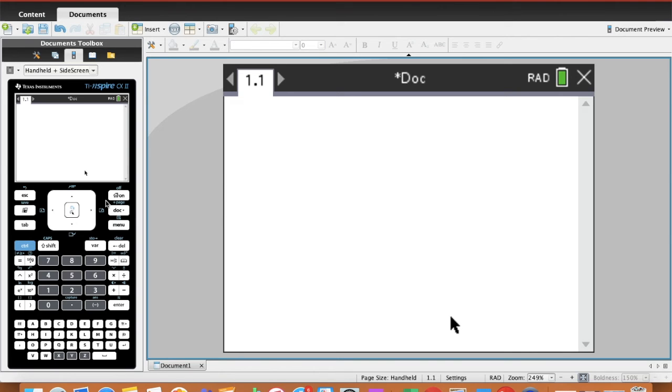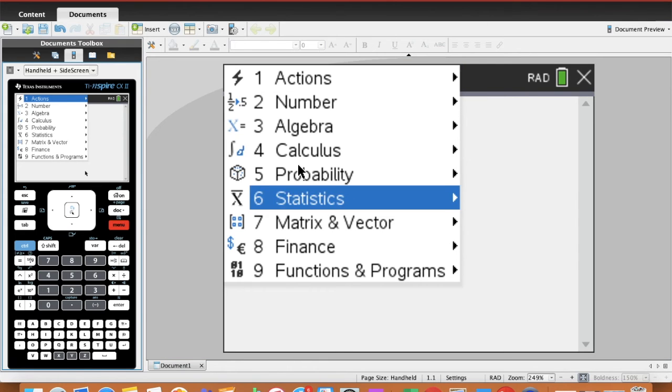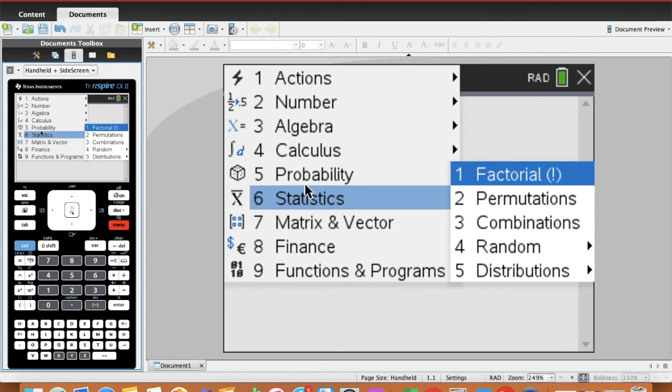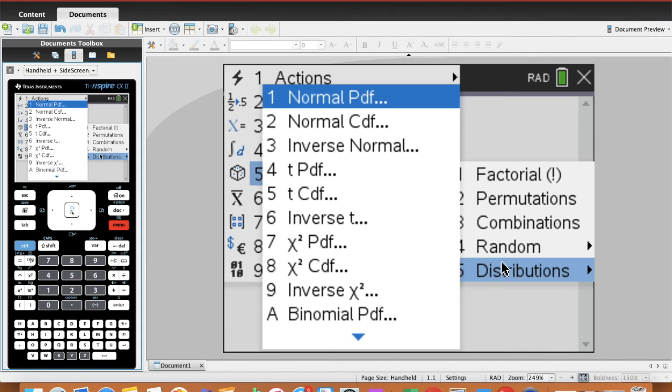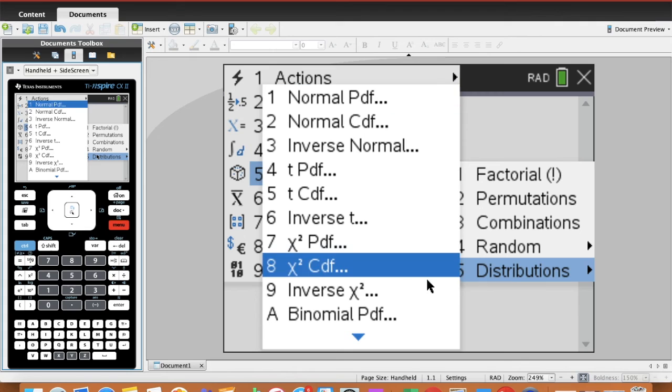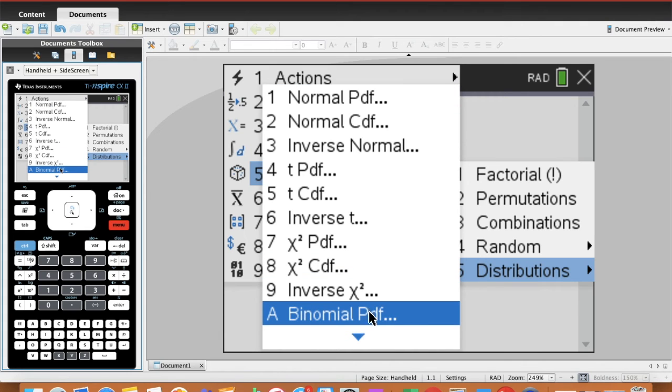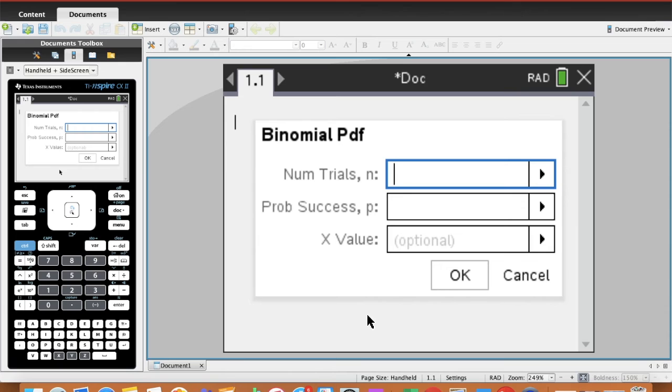All right? So here's how we're going to do this. We're going to go into our menu. Okay, and you see a lot of fun things over here. Probability, and we're going to go into distributions. Now, when you go into distributions, you can see down here at the bottom a word that is familiar, which is binomial. So this is Binomial PDF. So this is a binomial probability distribution function.